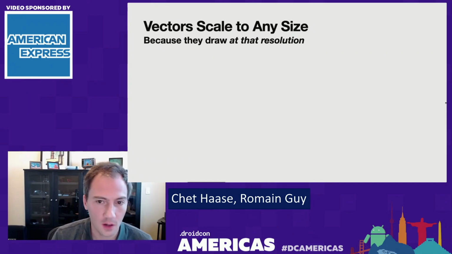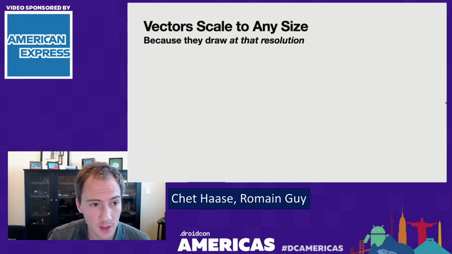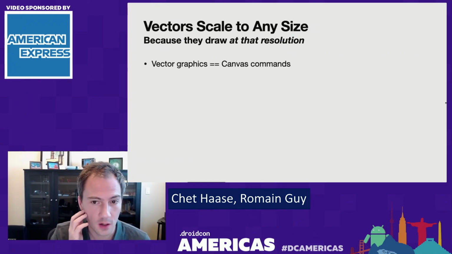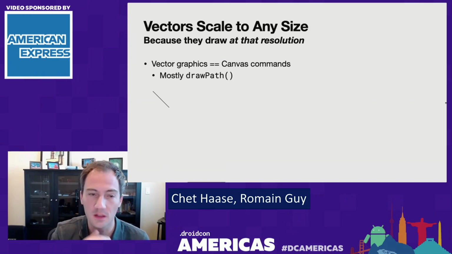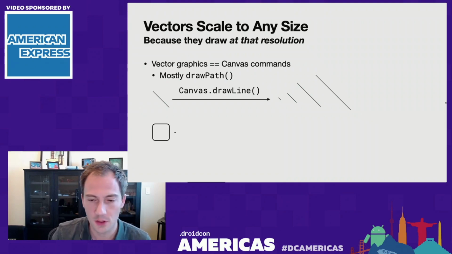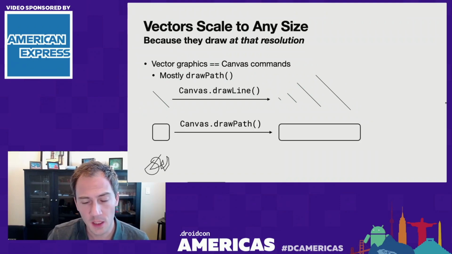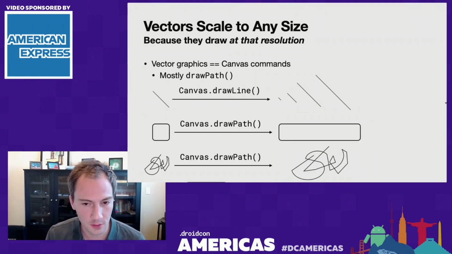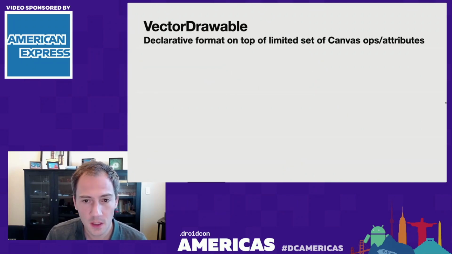Vector graphics are effectively canvas commands, they're drawing commands. So the common ones are draw line, draw path, and with those two things, you can represent anything you want. And you can think of those as the mathematical representation of the shapes. And through a process called rasterization, we can transform this mathematical representation into actual pixels.